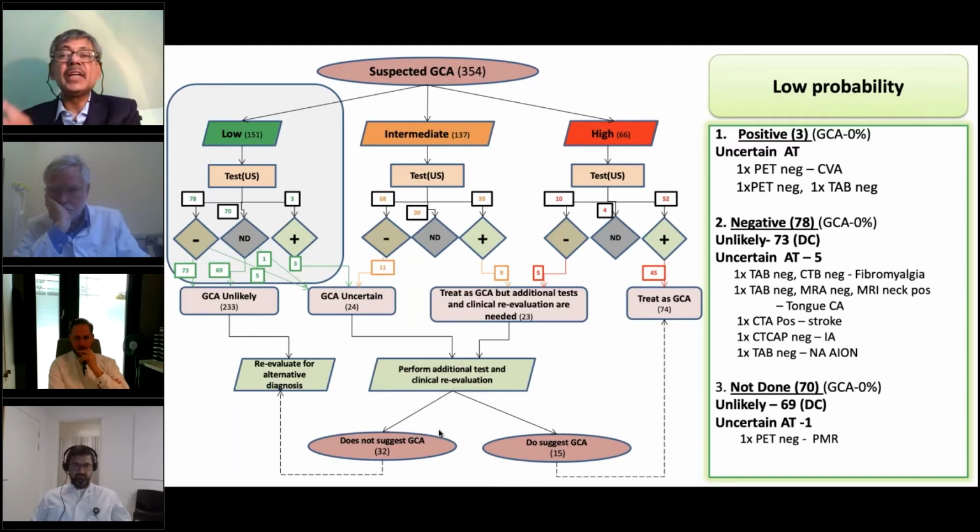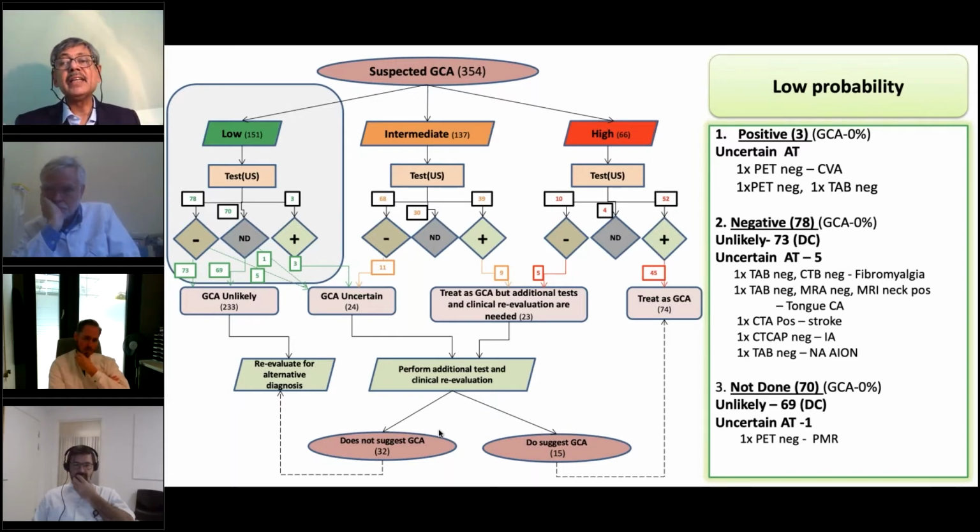Now you go to the other end of the spectrum. For example, you take a patient, an elderly patient, an acute onset with visual symptoms, high CRP, and that patient really comes into the high probability group, and then you do an ultrasound. And if the ultrasound comes back as positive, you don't need to do anything else. You just treat that patient as GCA, and you monitor the patient as GCA.